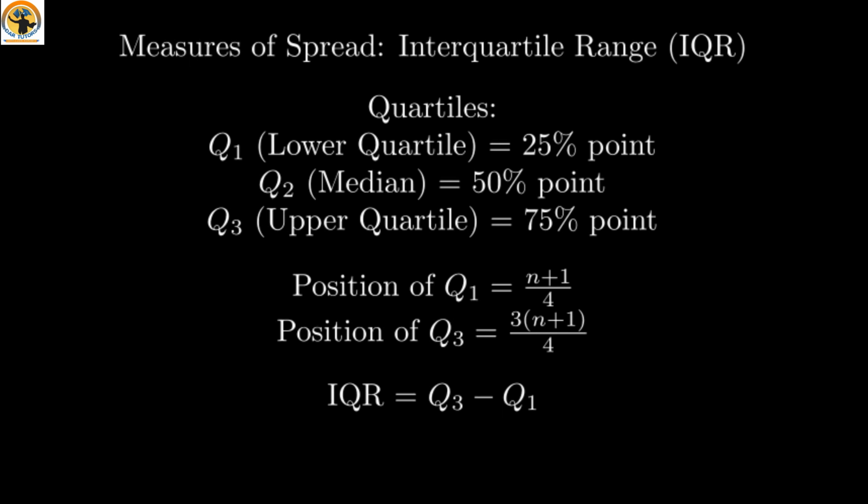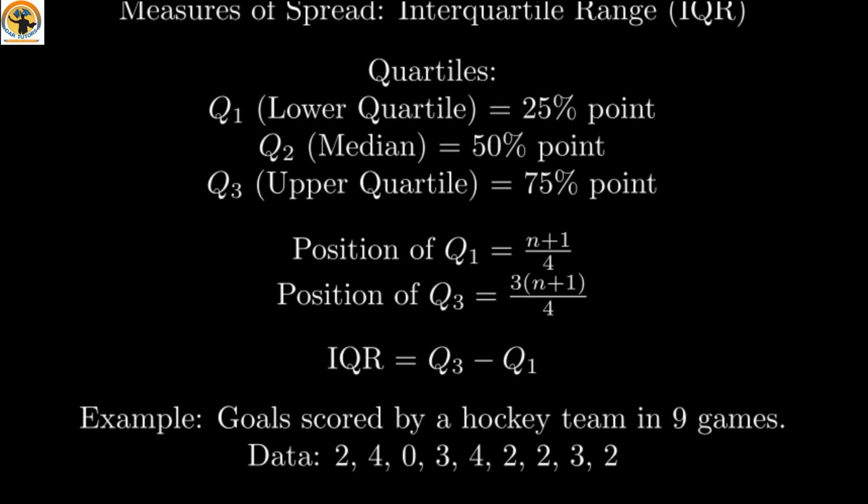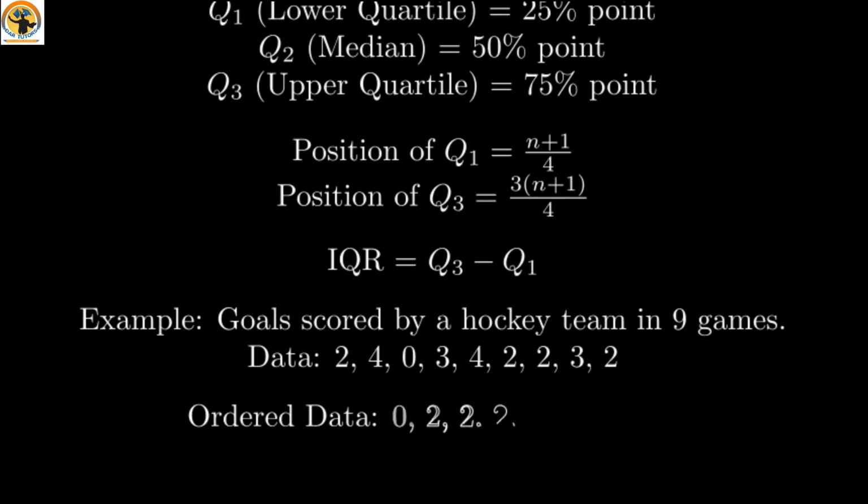The interquartile range is then simply the difference between the upper and lower quartiles. Let's calculate the IQR for the number of goals a team scored in 9 games. First step, as always, is to order the data. Here is the data in ascending order. We have 9 data points.